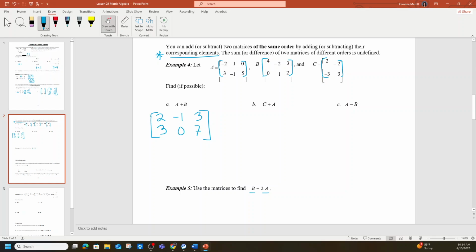Very good, even with my mess. What about C plus A? Is that allowed? No, they don't have corresponding elements, so you can't do it.